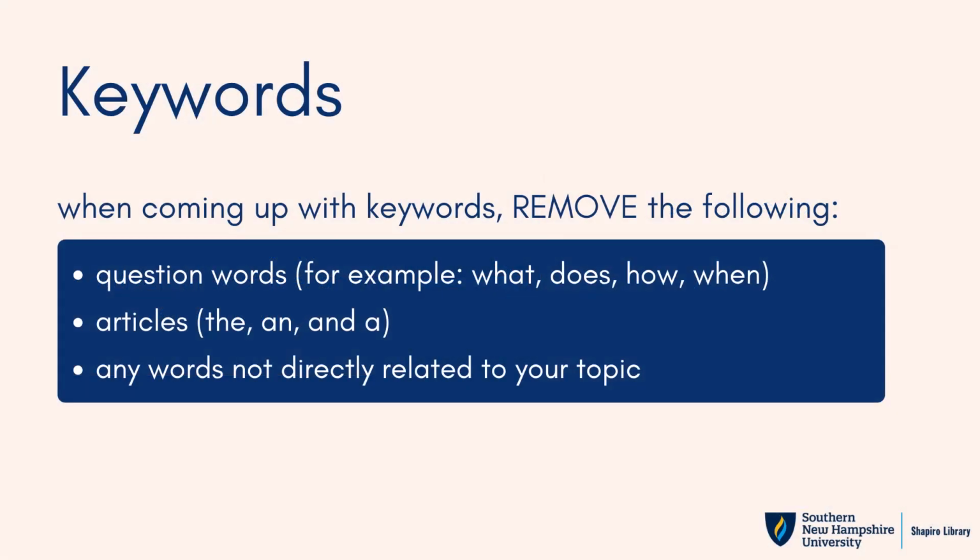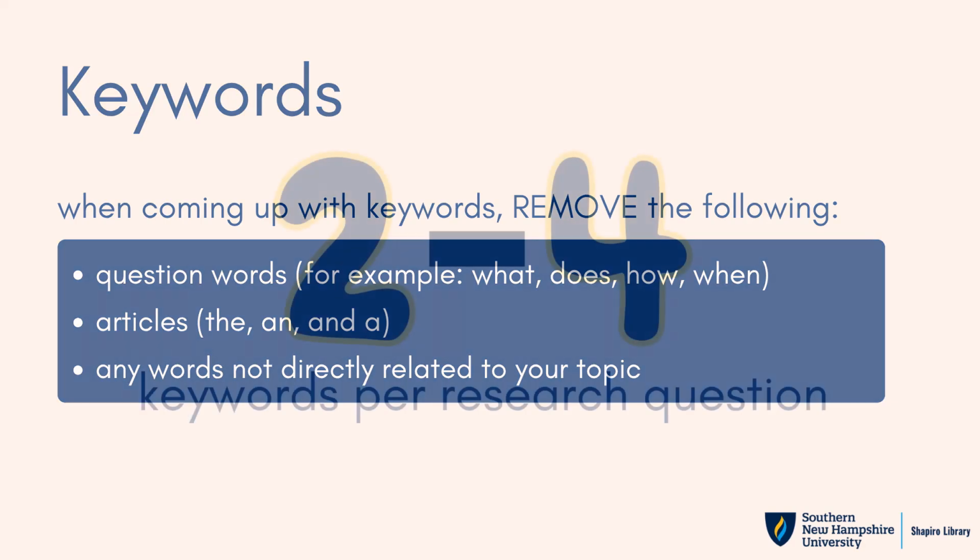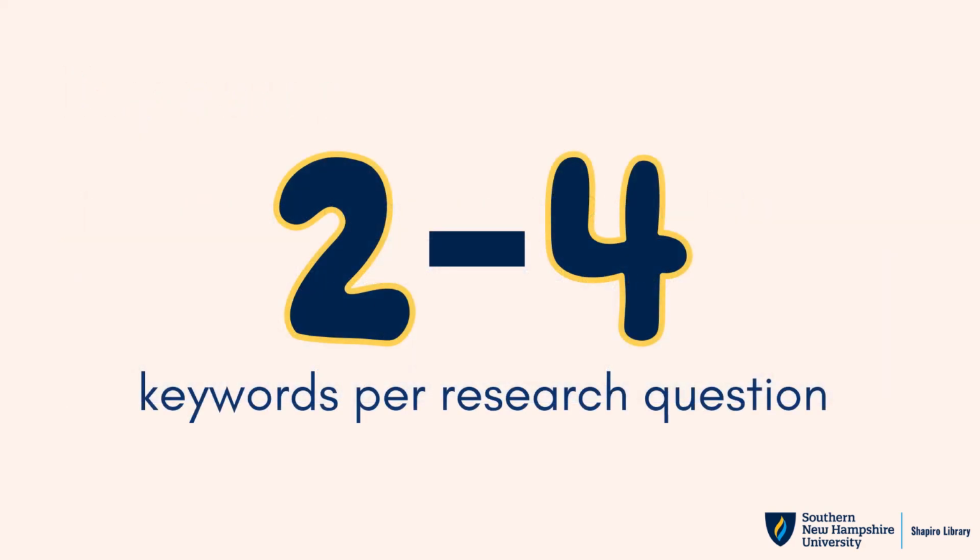When coming up with keywords, it's best to eliminate question words, articles like the or a, and any other words that are unnecessary for your search. You want to remove any words or phrases that do not directly inform the research topic. It's a good rule of thumb to come up with 2 to 4 keywords for a research question. If you come up with less than 2 keywords, you will likely have too many results. And if you come up with more than 4 keywords, you will likely have not enough results.